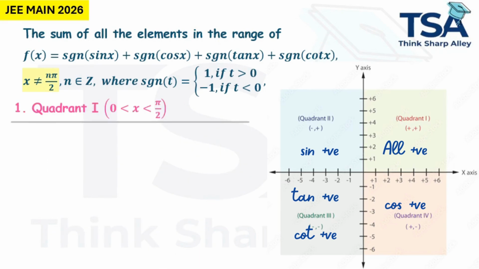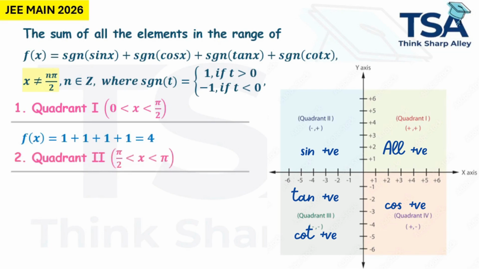In the first quadrant, that is quadrant 1, all 4 terms are positive. So f(x) is equal to 1 plus 1 plus 1 plus 1. That is equal to 4. Now in the second quadrant, only sine is positive. So the rest, cos, tan, cot, all are negative. So their signum function will yield a -1. So we have f(x) equal to only 1, then -1, -1, -1. So that gives me -2.